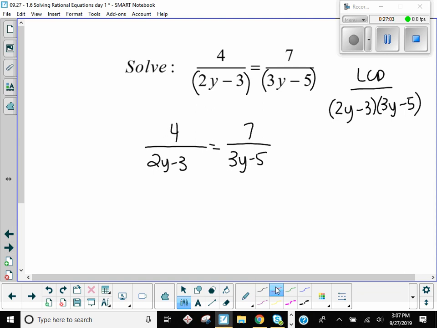So on the left-hand side, it has a 2y minus 3. What I need to multiply the bottom by, so it looks like the common denominator, the group denominator? Yeah, 3y minus 5 on the top and bottom. And what about the right-hand side? What does it need? 2y minus 3.